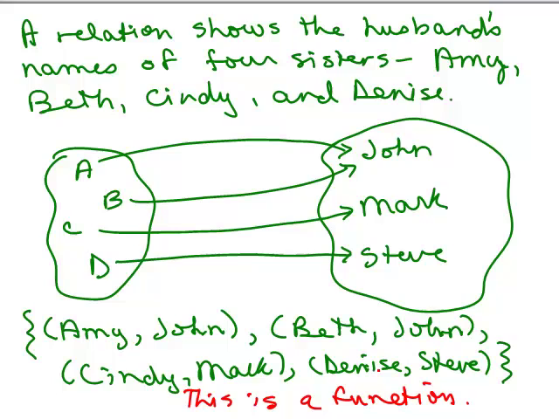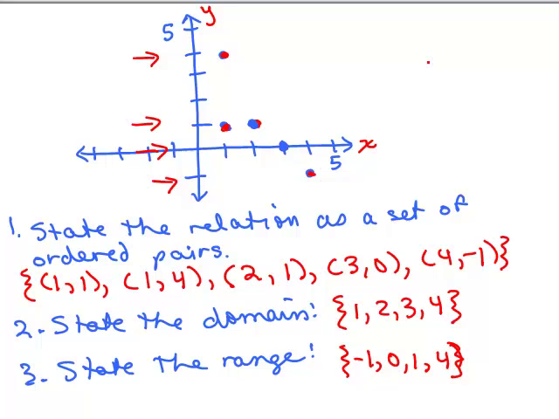This was another relation. I looked at the graph, and then we wrote the ordered pairs. And there's two ways to see that this is not a function. First of all, notice right here we've got two y values for this one x value of 1. And also, if you look at the ordered pairs, you've got 1 listed as the x value in more than one ordered pair. So this one is not a function.